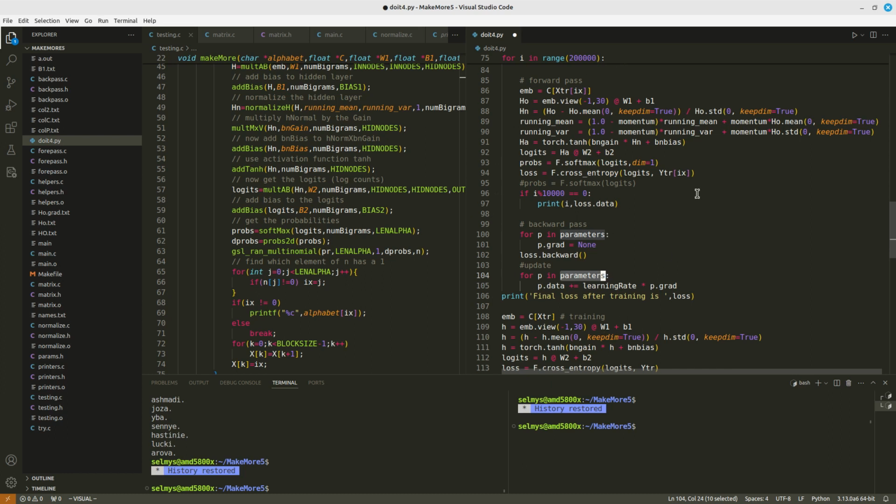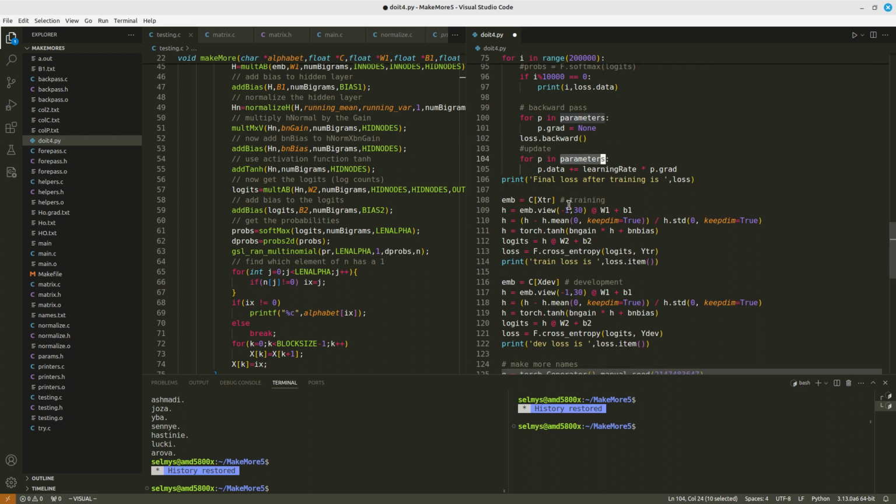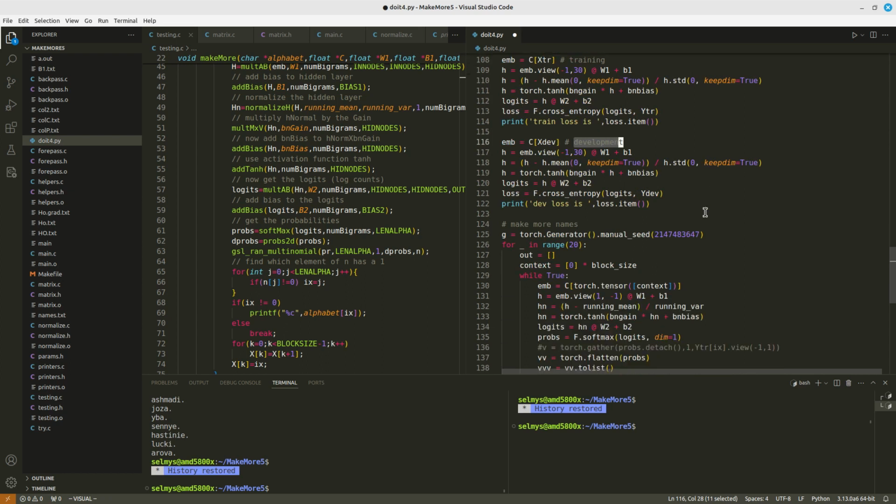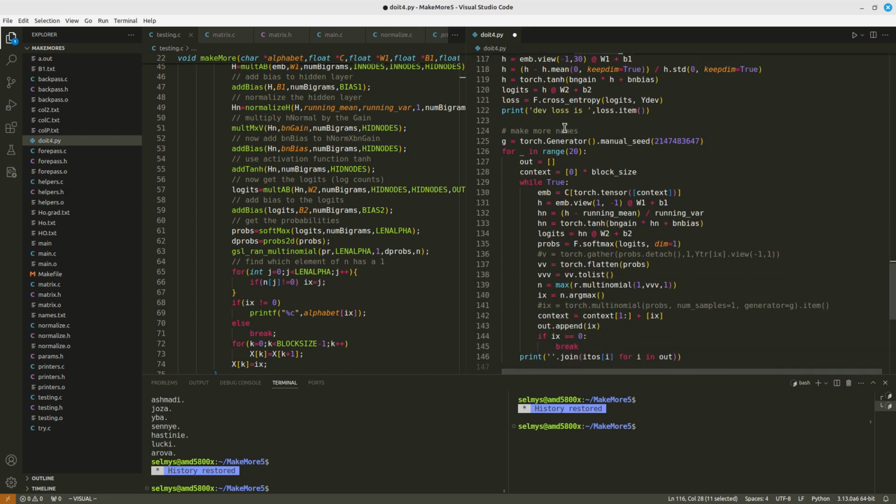And once we're done this loop of 200,000, then we can produce the loss for the full training set. And we can also produce the loss here for the full development set. And once we produce those two losses, we could then go into this MakeMore names. And this is where we end up using the running mean and the running variance to compute the normalization layer.